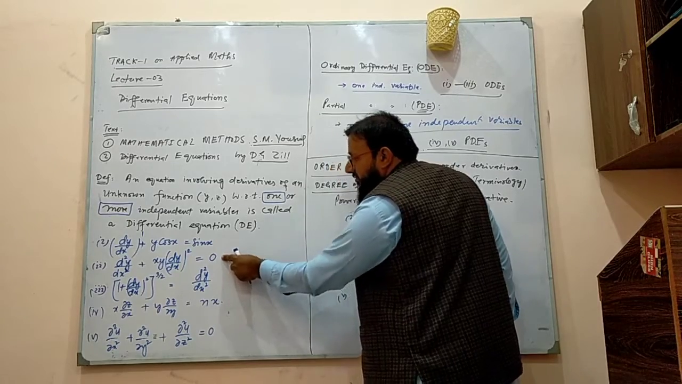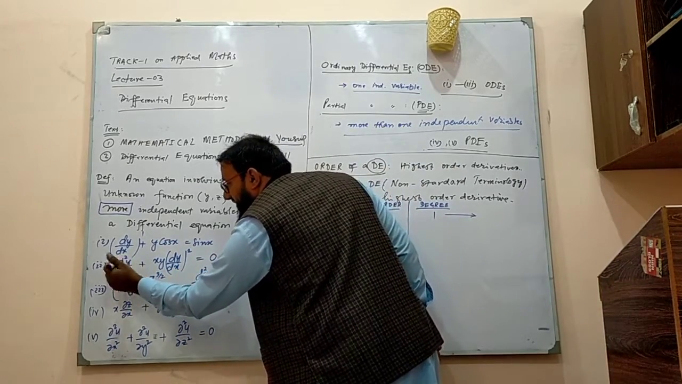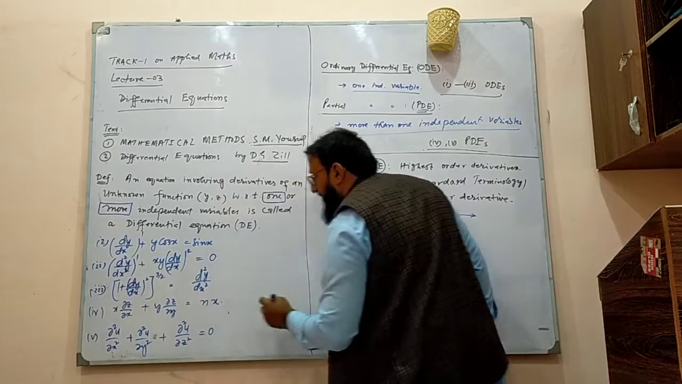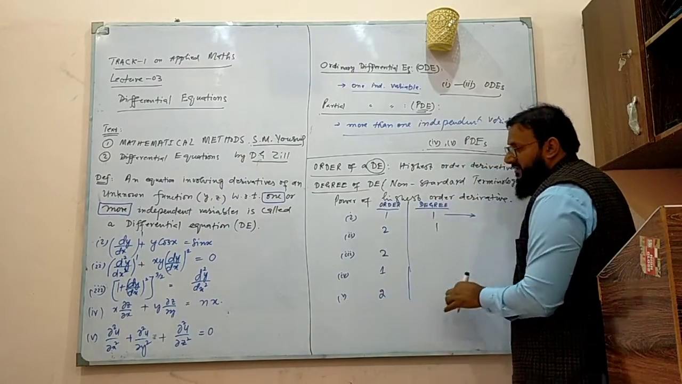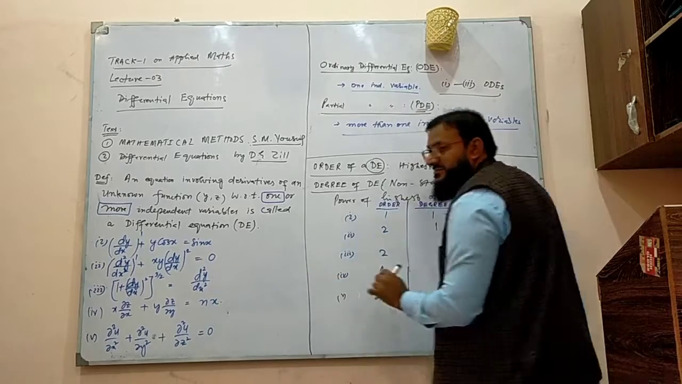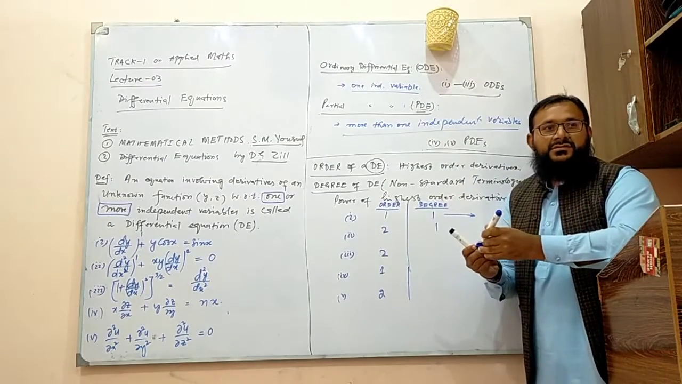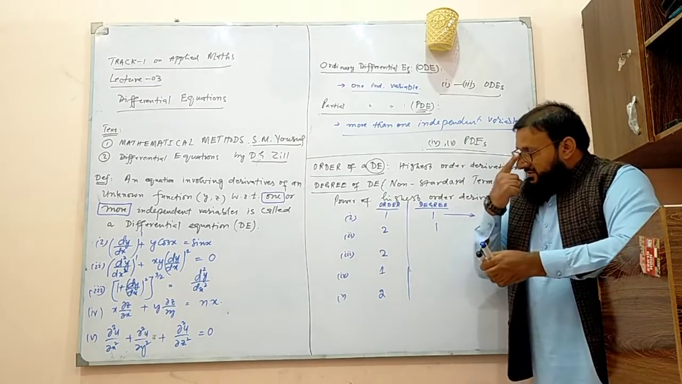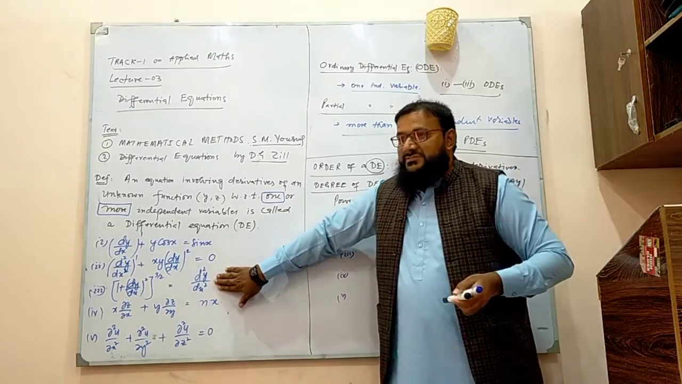And what is the degree of this? 1, sir. You will see the power of the highest order derivative. What is the power? 1. So the degree is 1. What is the degree here? 1, sir. Squaring on both sides. The problem is in this equation only.